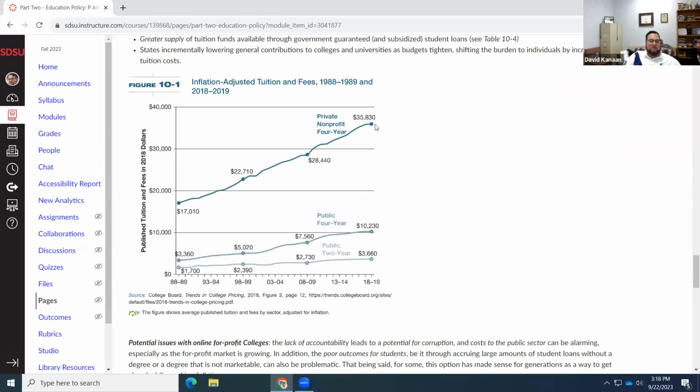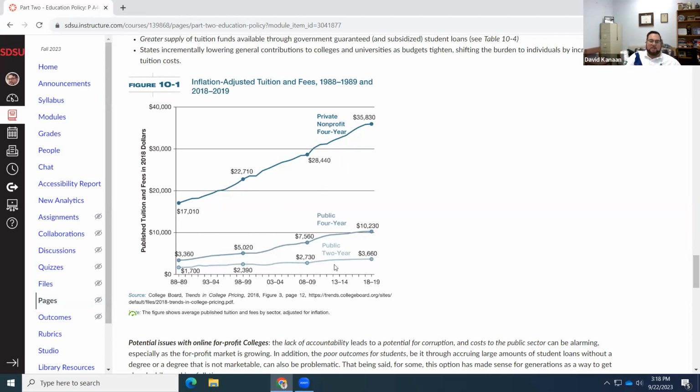But we've seen this massive increase in tuition and fees. And when you see this graph, this is important, inflation adjusted. So it's put to a dollar amount that's the same for all of these. In this case, it was 2019 dollar value. And so 17,000 obviously was less than that in 1988, but that's the equivalent today. So these have already been adjusted. This isn't inflation. This is equivalent.